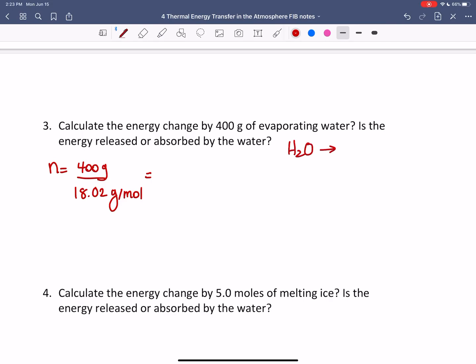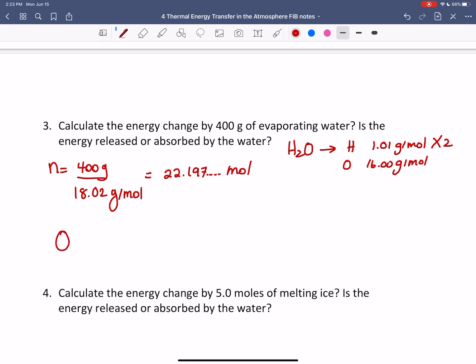H2O. H is 1.01 grams per mole, and then oxygen is 16.00 grams per mole. But don't forget that I have 2 of these H's. And so 16 plus 2.02, I get 18.02. So I get 22.197... Keep it all in your calculator, moles.